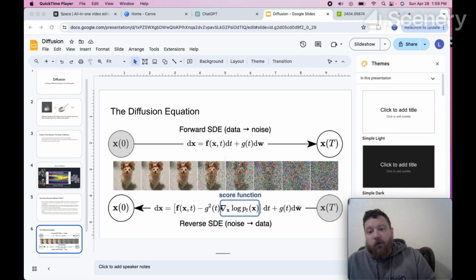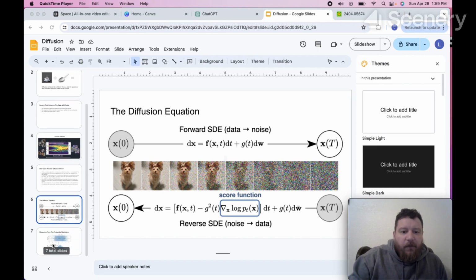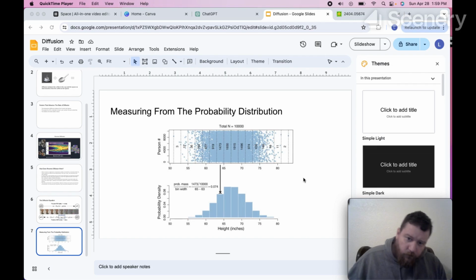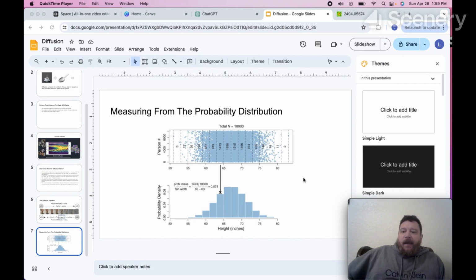And within the diffusion equation, what you're essentially trying to do in reverse diffusion is solve this equation. By solving this equation, what you're doing is called sampling from the probability distribution, right? Sampling from the probability distribution is very straightforward, and that's essentially what's happening every time you generate an image from a reverse diffusion model.